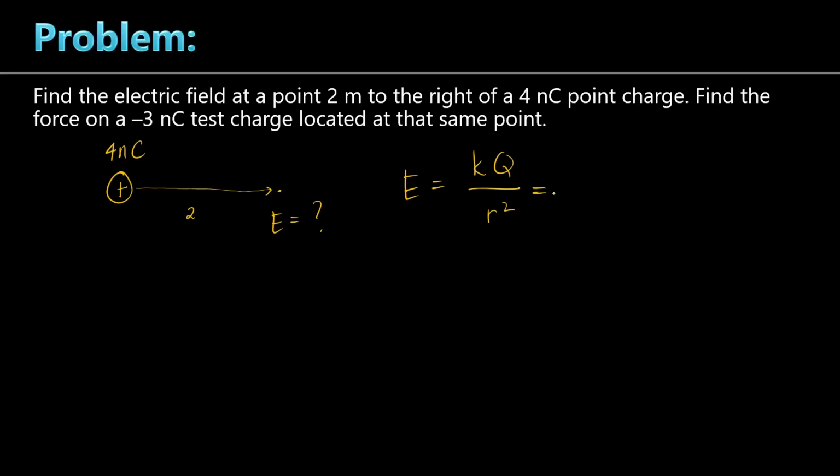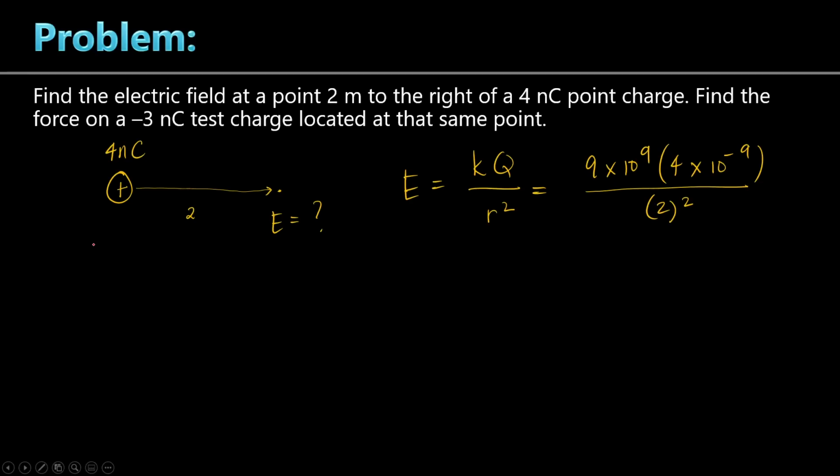Okay. Now, maglagay tayo dito ng values. Ano ba ang value ng K? That's the electric constant. Yan yung 9 times 10 to the 9. Tapos yung Q ay 4 nanocoulombs. So, 4 times 10 to the negative 9 divided by the square of the distance. So, 2, tapos i-square lang natin yan.